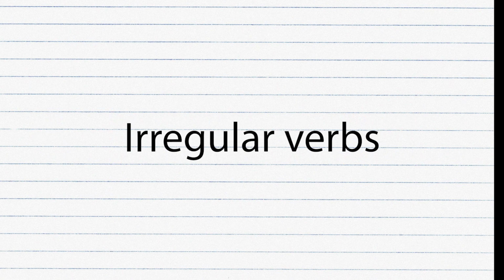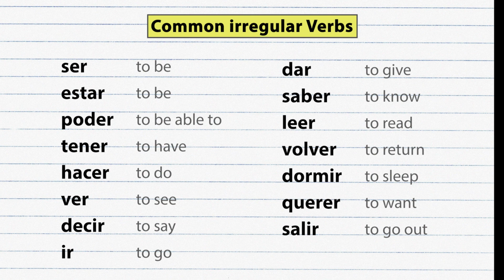Some of the most commonly used verbs in Spanish are irregular verbs, so it's very important to learn and remember the irregular verbs in order to conjugate them correctly. You don't have to memorize every single irregular verb in Spanish. You can start by memorizing the most common irregular verbs. Here's a list of some of the most commonly used irregular verbs in Spanish. Ser, estar, poder, tener, hacer, ver, decir, ir, dar, saber, leer, volver, dormir, querer, salir.